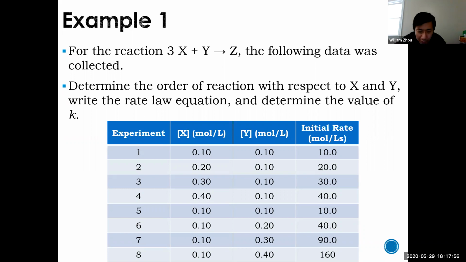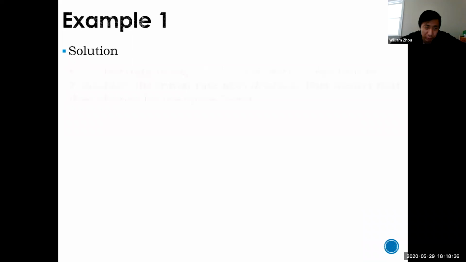Now the same experiment was done with y. So this person kept x at 0.1 this time, but changed y to 0.1, 0.2, 0.3, and 0.4 and looked at what happened to the rate. So in row number 5, you have 0.1, 0.1, 10. Well, that is the same as 1. But now if you double y, you give it 0.2 in reaction 6, the rate quadrupled. You double y, the rate is quadrupled, times 4. You triple y, the rate is multiplied by 9. So using this information, we can determine the order of reaction.